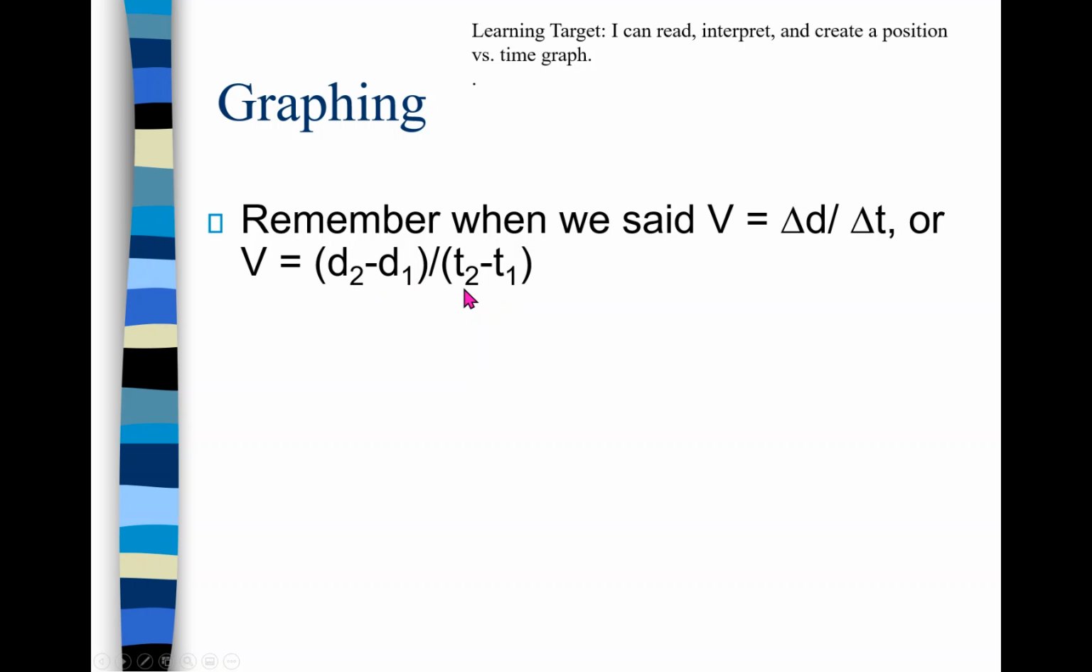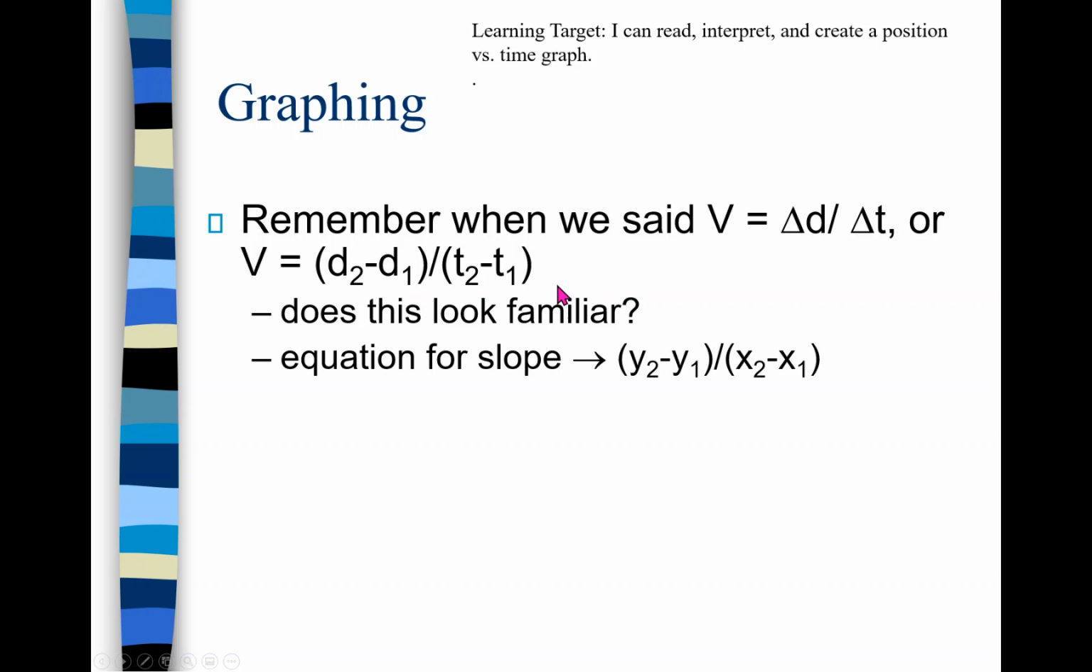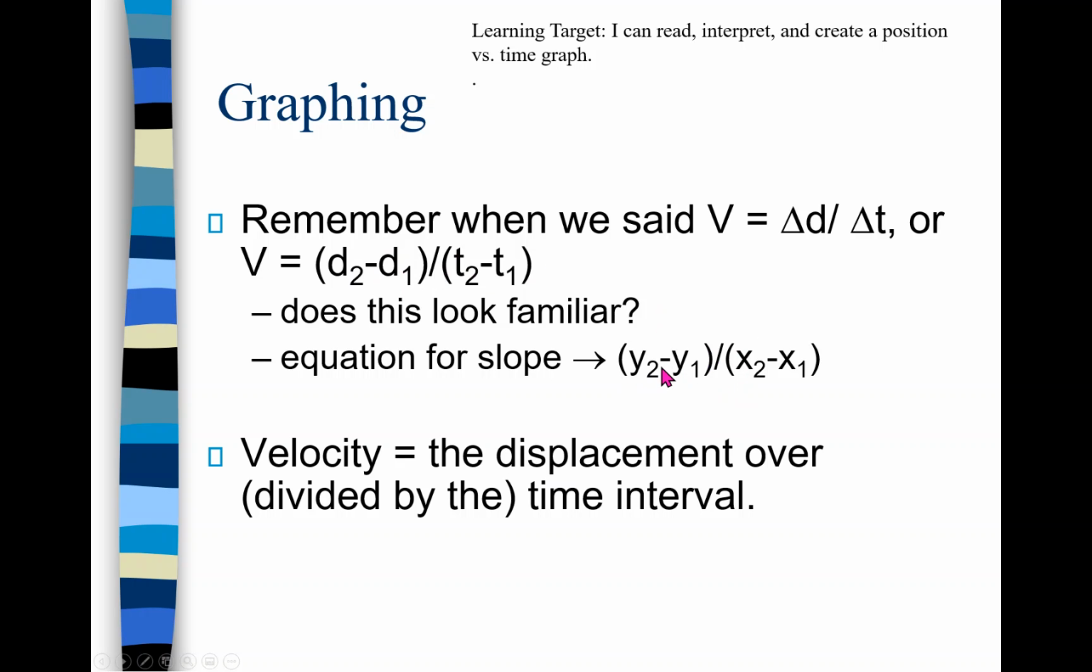The reason I'm setting it up like this is because I'm wondering, does this equation look familiar? Wait a minute. The equation for slope is super similar to this. It's y2 minus y1 over x2 minus x1. Oh my goodness. What does that mean?